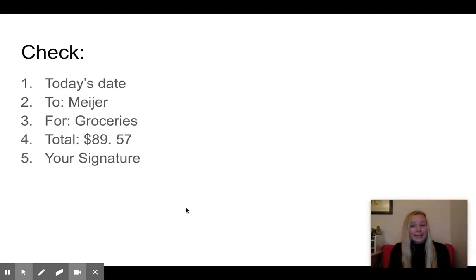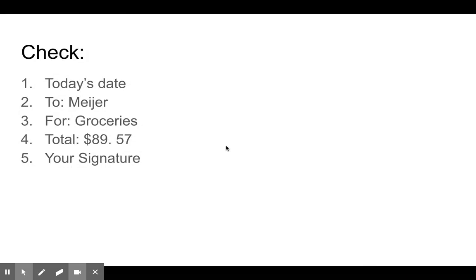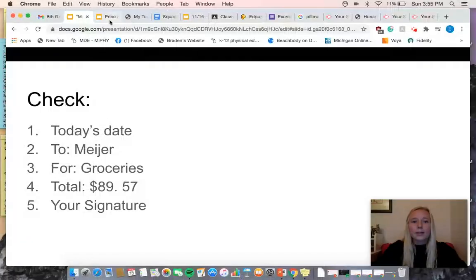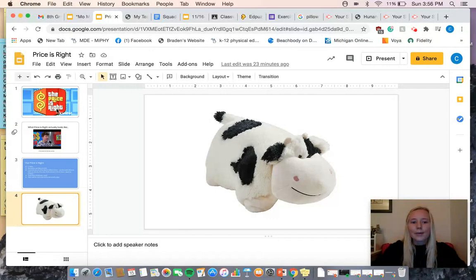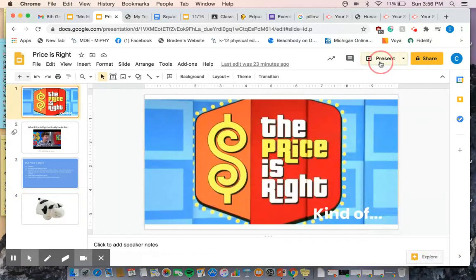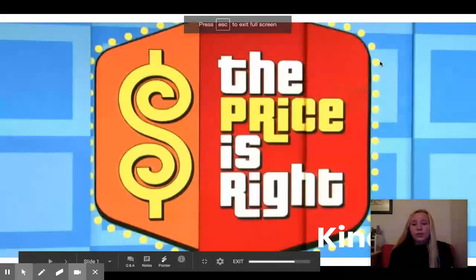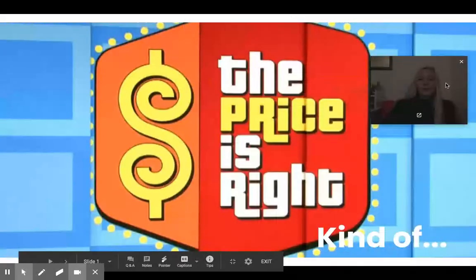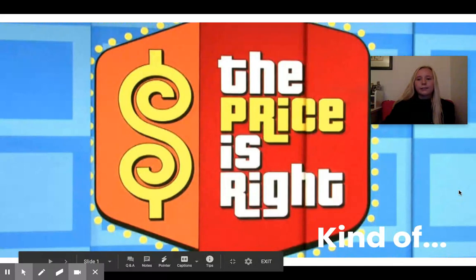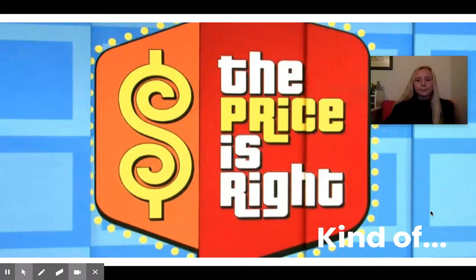All right, now that you've practiced, we're going to play a game because you need that skill of writing a check for the game that we're going to play. I just need to go to another slideshow. Okay, we're going to play Price is Right, kind of. Hopefully you guys know what that is. If you don't, that's okay. I'm going to show you. So this is our Price is Right, kind of, because it's not legit, but that's okay.